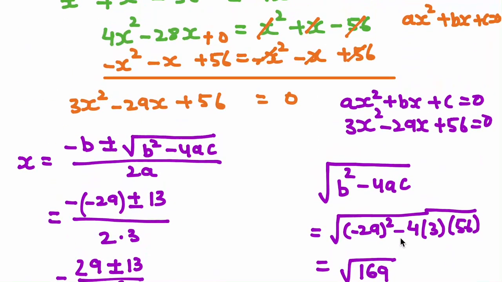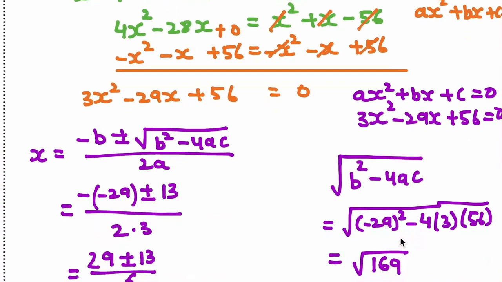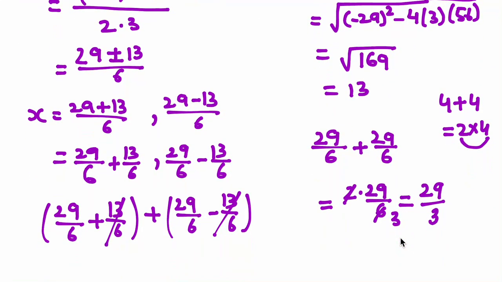Let's see what our question was. What is the sum of the solutions to the given equations? So the sum of the solutions is 29 by 3.